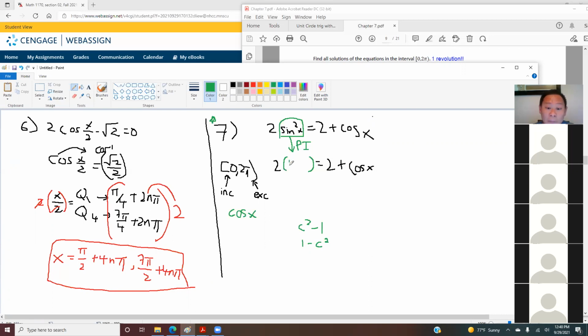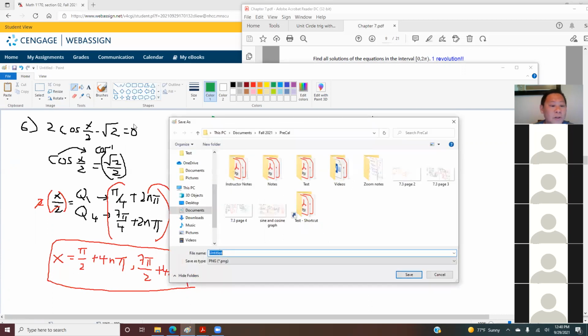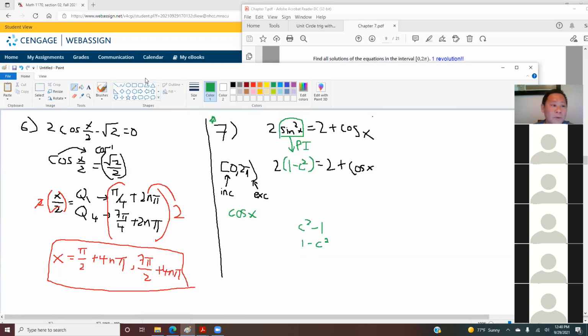Okay, so if you use the wrong one, everything is going to be wrong. So make sure you know which one is the correct one, otherwise you're in trouble. And what I do next is I will distribute the 2. You see the 2 in front here? I will distribute it. So I will get 2 minus 2 cosine square x equals 2 plus cosine x.